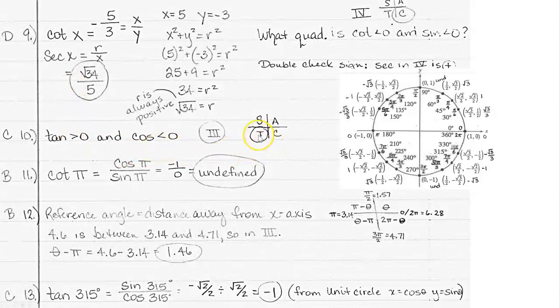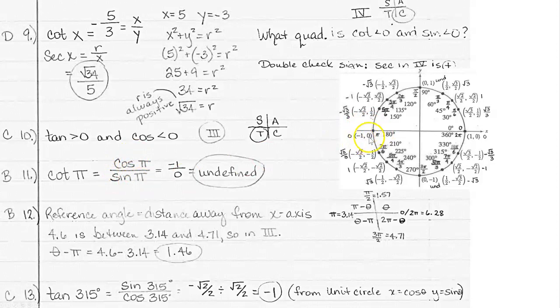So the only place tangent is positive and cosine is negative is in the 3rd quadrant. Tangent is also positive in the 1st, but cosine is positive there as well, so it has to be the 3rd quadrant. All right, then 11, they wanted us to find the cotangent of pi. So again, our definition of cotangent on the formula sheet is cosine over sine. So we're looking for the cosine of pi over the sine of pi. So come over here to pi.